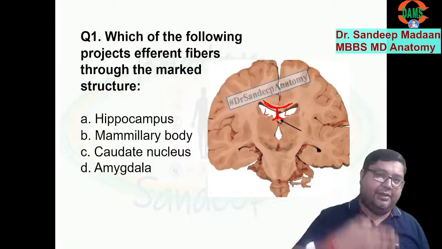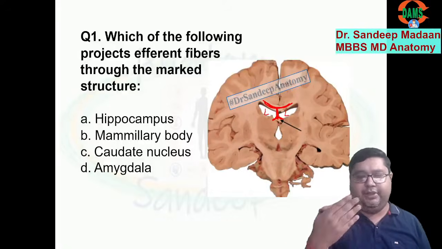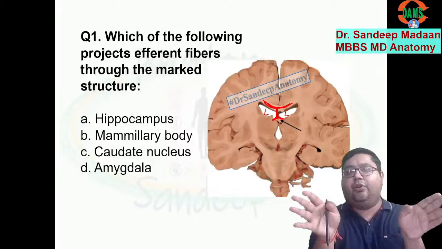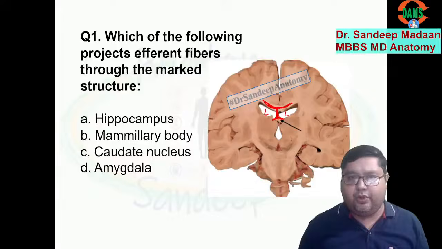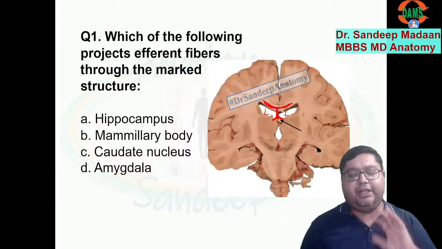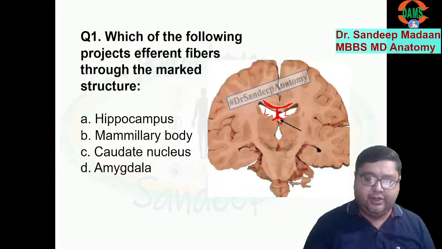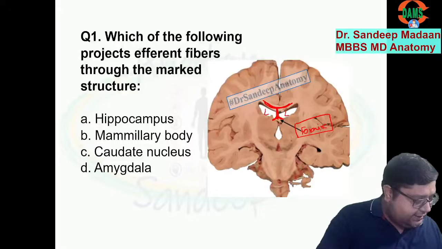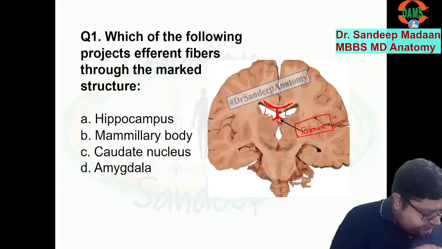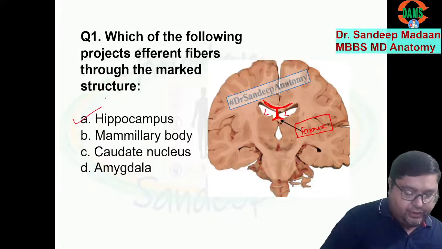If you take a section in the middle, it will look round. But if you take it anteriorly, it will split into columns like that. So it can be either way: either two columns or a central round structure, but it is the fornix over here. So the marked structure is nothing but the fornix. Now the question is, the fornix is the efferent from? Answer is hippocampus.